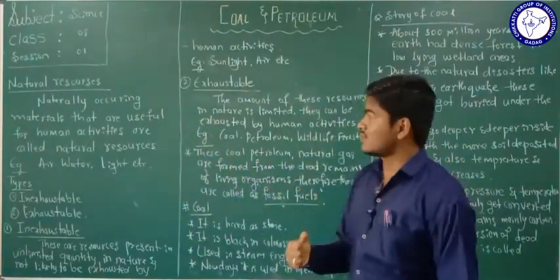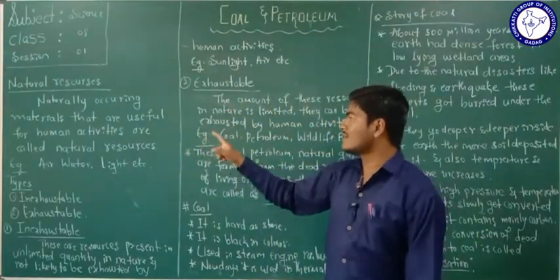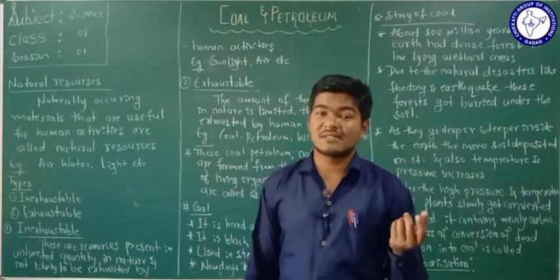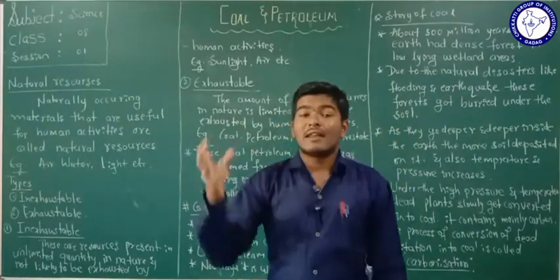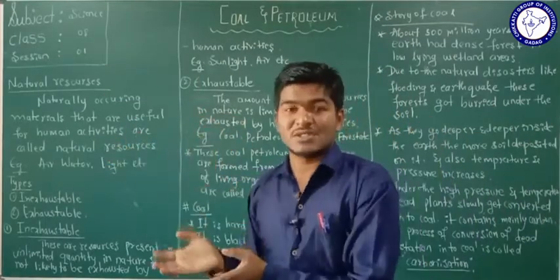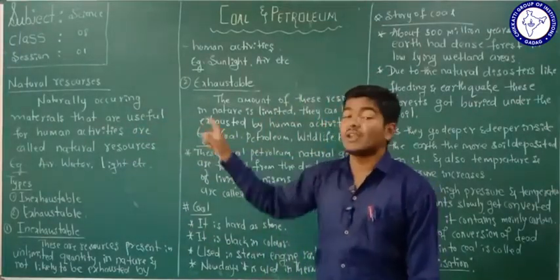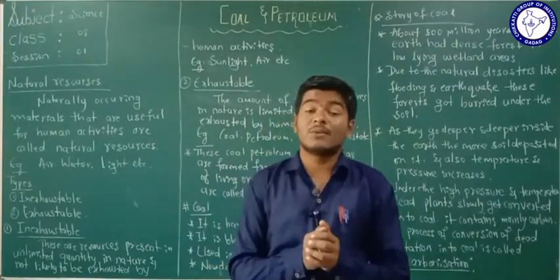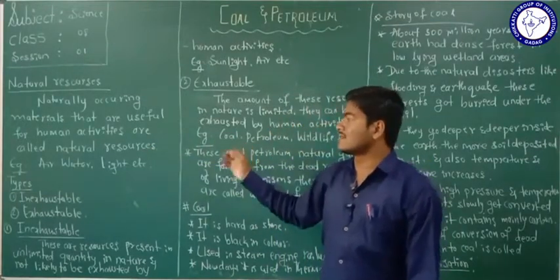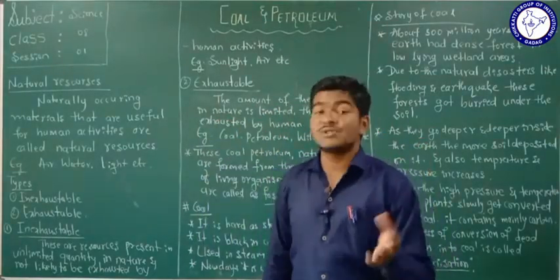Then what is a natural resource? What is meant by natural resources? Naturally occurring materials that are useful for human activities are called natural resources. The naturally occurring materials, like air and water, we get from nature, isn't it? These are very useful for human activities and also for living beings, and are called natural resources. Examples: air, water, and light, which is also one of the most important natural resources we use.